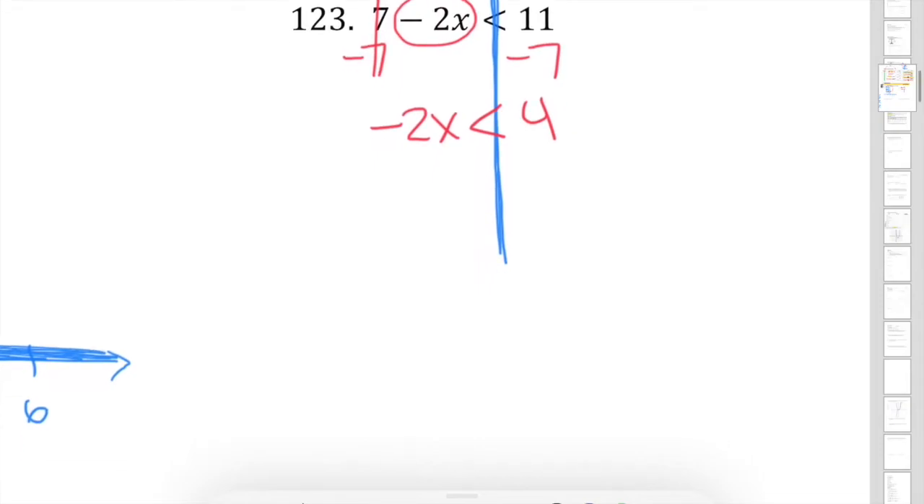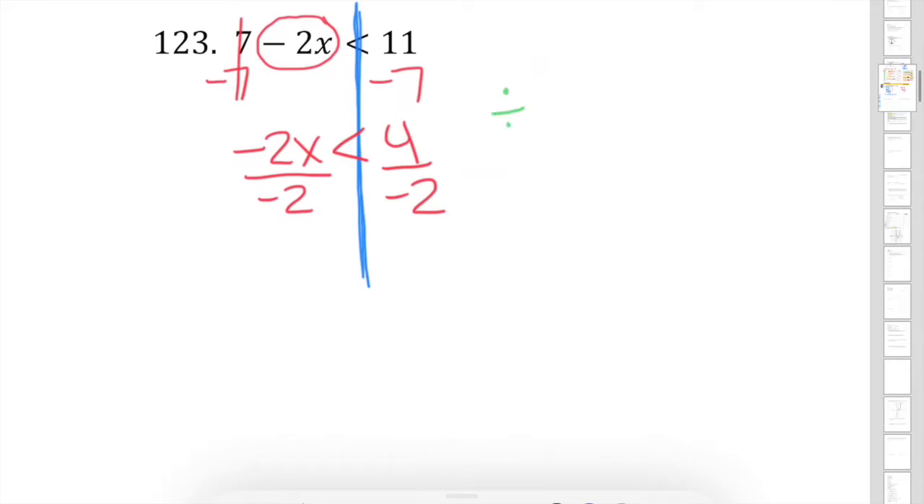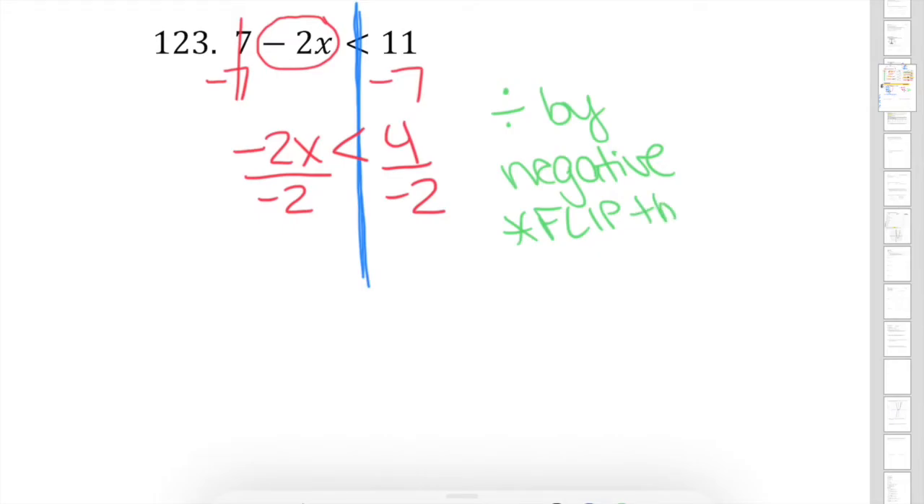Okay, x is almost by itself. It's being multiplied by -2 right now, so I'm going to divide both sides by -2, and hopefully you're hearing what I just said and thinking, big red flag, dividing by a negative. When you are solving an inequality and you divide by a negative, you have to flip the sign. Okay, so here's an example of what that looks like. Right now we have a less than, but because we're dividing by a negative, I have to flip that. So now it's going to be a greater than.